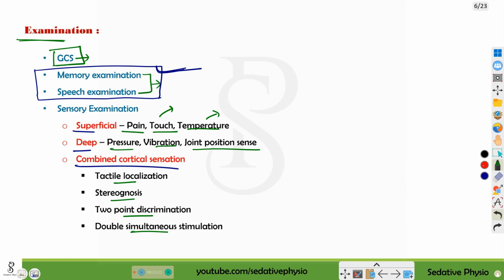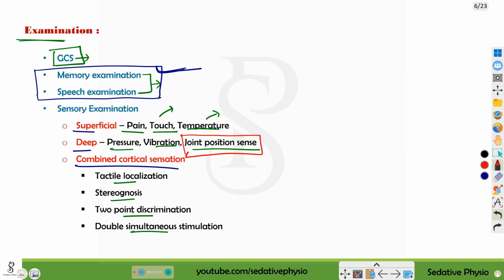Now let's discuss some points that are somewhat difficult to understand. First of all, what is joint position sense? We are taking an example. Just imagine there is a patient sitting in front of you all. First of all, you have to close the eyes of the patient. Then passively in the right hand of the patient you will flex the elbow at 90 degrees. Okay, passively.